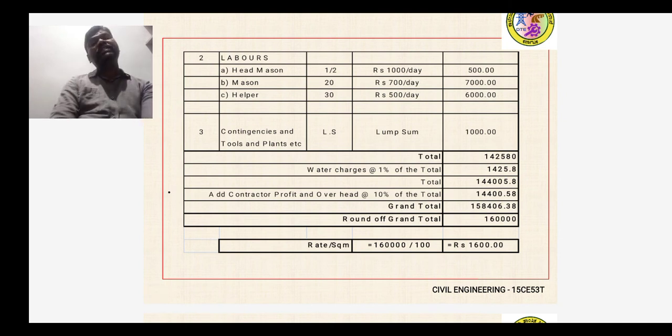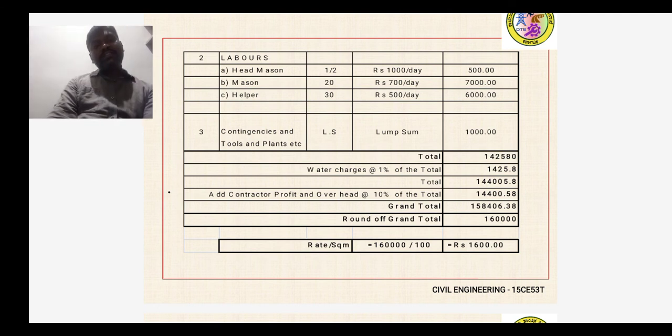And second is labor: mason and helper. Mason 20 and helper 30 numbers required. Present rate: mason is 700 rupees per day, helper 500 rupees per day. We multiply: half into 1000 is 500, 20 into 700 is 14,000, 30 into 500 is 15,000.